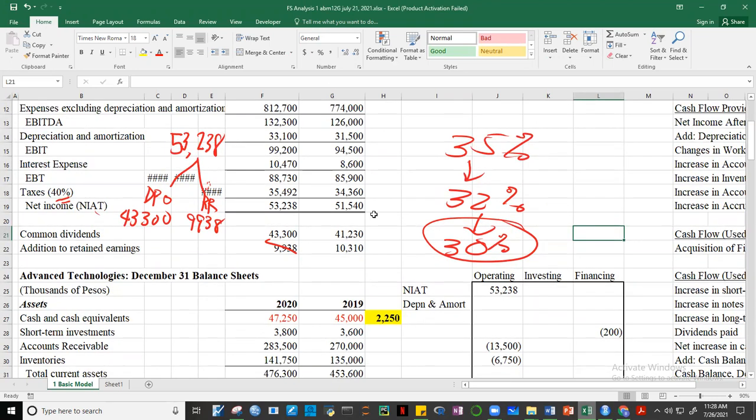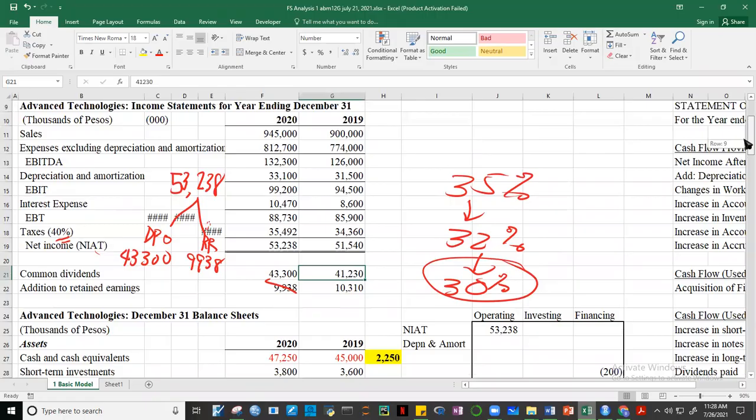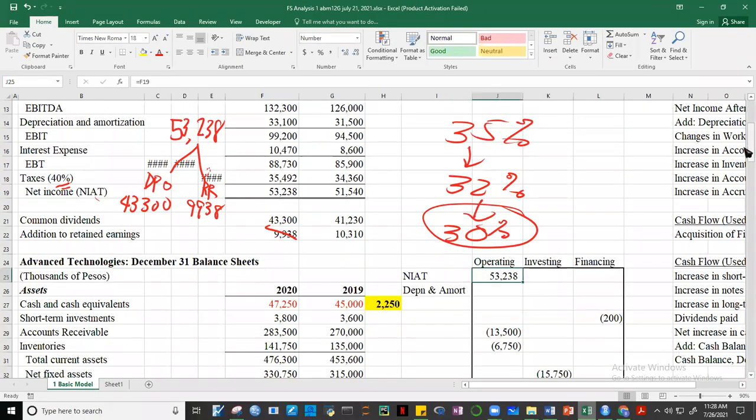Take note, guys, kanina sa kabilang section, tinanong kung papasok ba itong dividends ng 2019. Hindi. Ang kailangan lang natin yung dividends ng 2020. If we were constructing the cash flow statement for 2019, then kailangan natin itong dividends in 2019 kung meron. Okay, so net income after tax, 53,238.